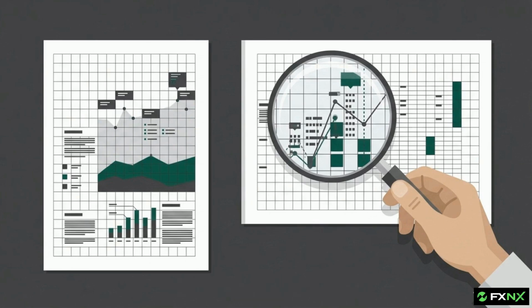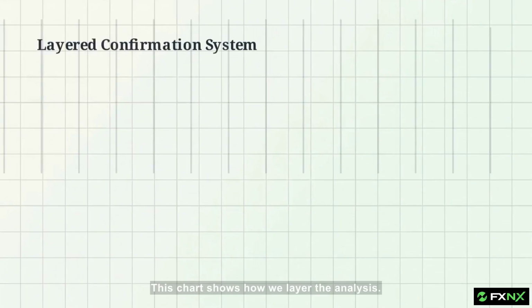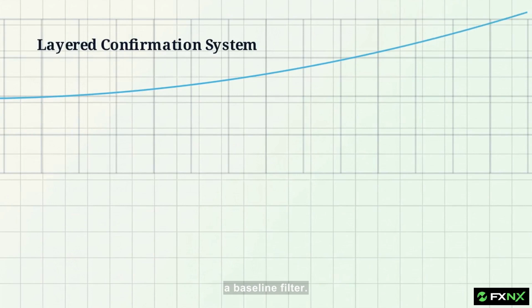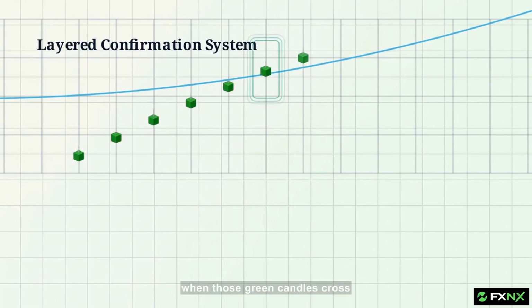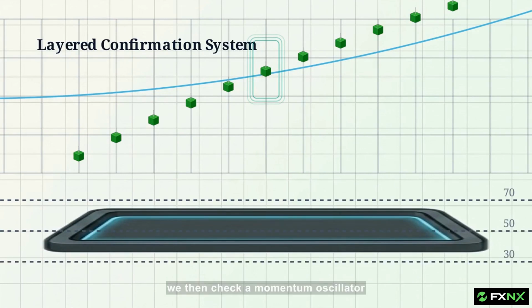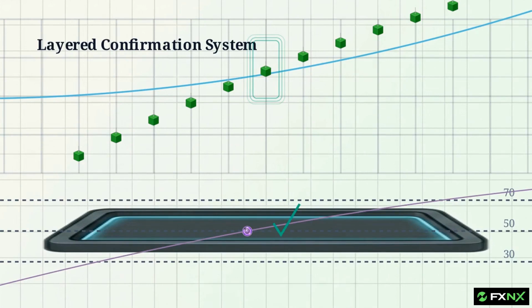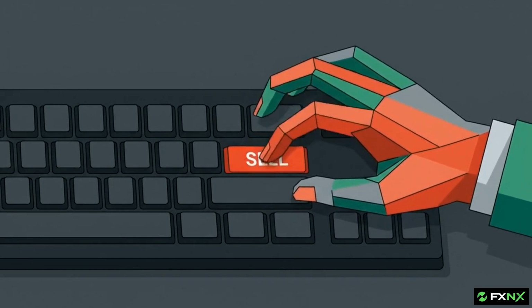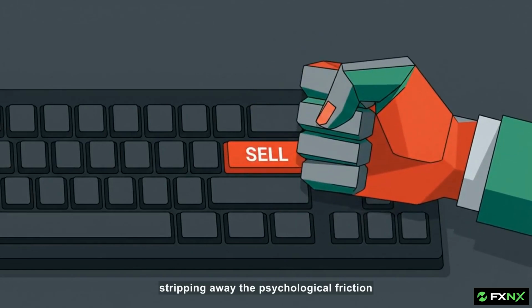This chart shows how we layer the analysis. We've added a 50-period moving average as a baseline filter. We only act on a bullish Heikin Ashi signal when those green candles cross and remain actively above the moving average curve. To verify that the smoothed green candles align with actual market strength, we then check a momentum oscillator, like the relative strength index, as our secondary confirmation. This technique provides an objective lens for viewing the present market state, stripping away the psychological friction that often leads to impulsive trading errors.